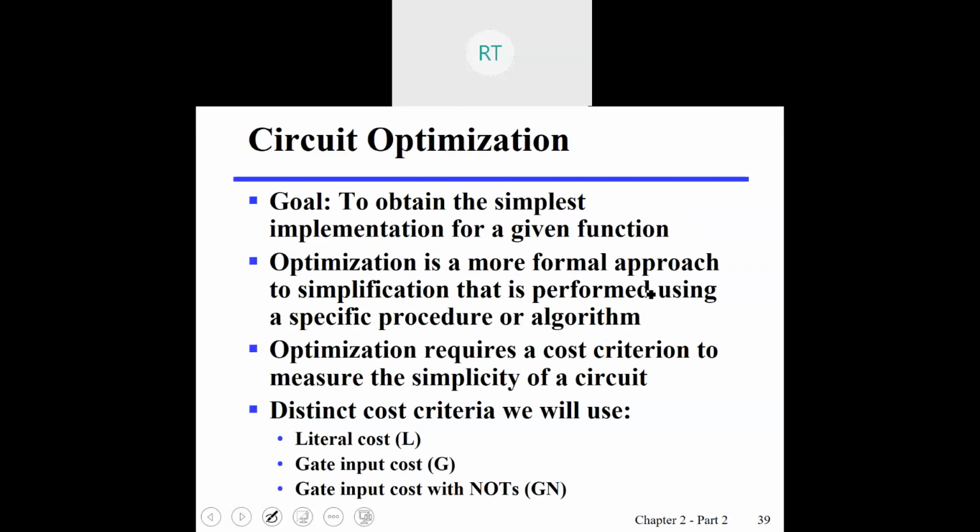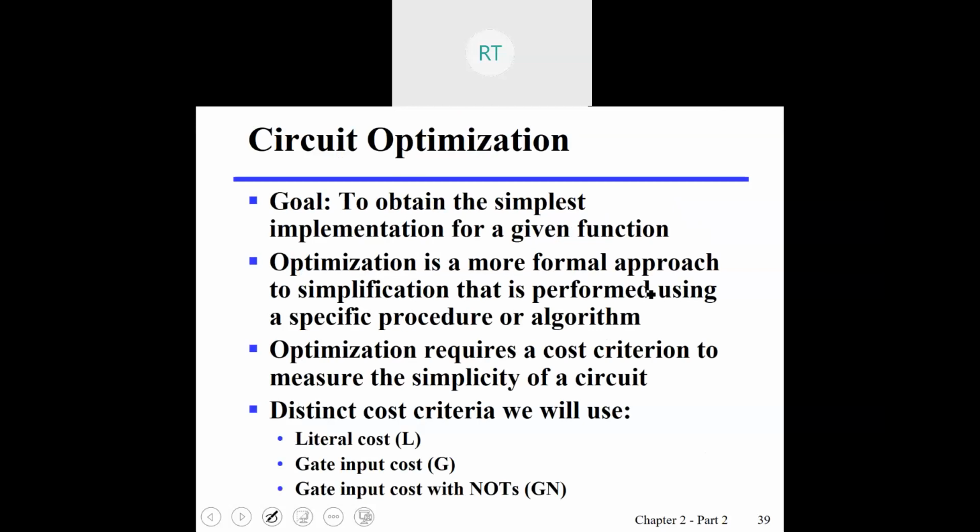Optimization is a more formal approach. You could simplify it using Boolean expressions or Boolean identities if you want, or you could optimize them using, as I said, K-maps. Optimization requires a cost criteria to measure the simplicity. You need to understand now the difference between the cost criteria. We have L, which is literal cost. I just listed it for you. I'll introduce 2 now, which is gate input, G, and gate input cost with not, GN.